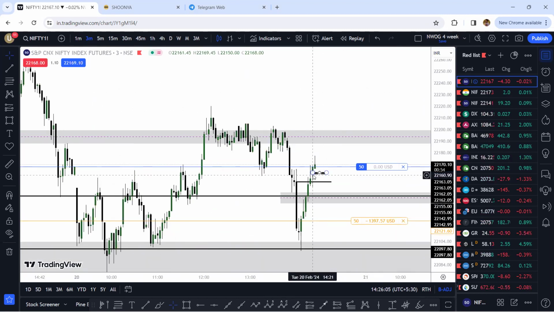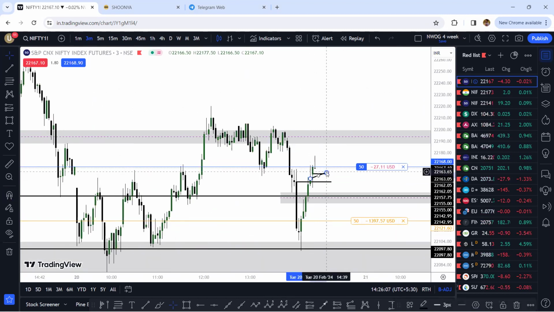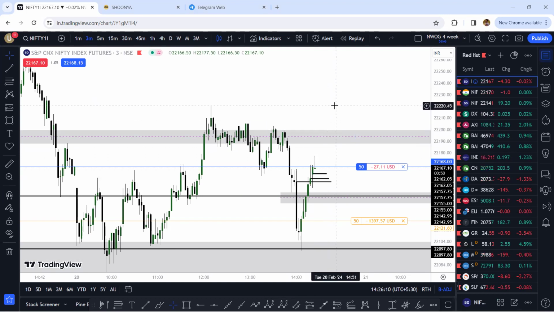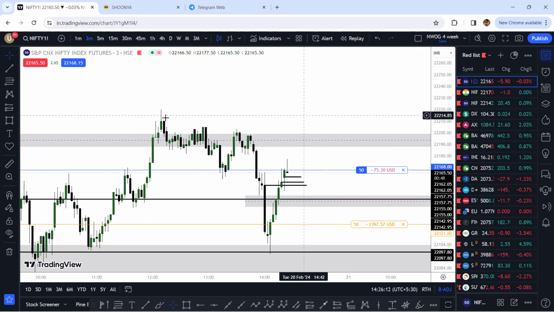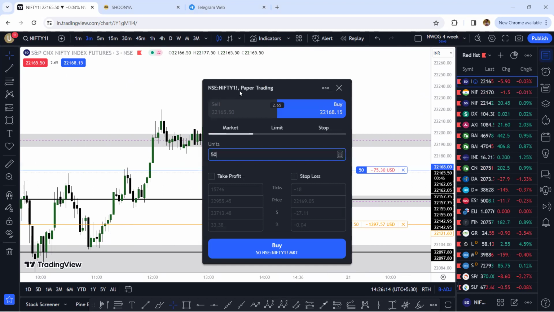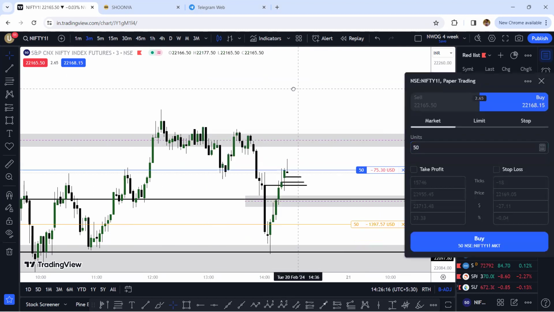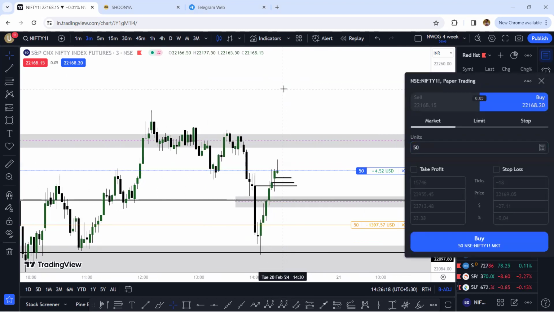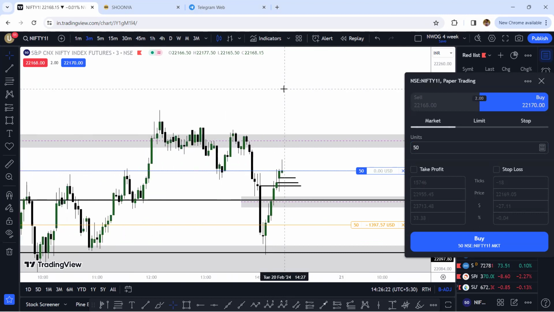Okay, so you can see a nice volume imbalance right here on 3-minute time frame. So I'm going to add one lot right there and expect a pretty decent move higher. If you're not touching this, that's super nice. If you're not seeing a fill of it, it's still very nice, very good.